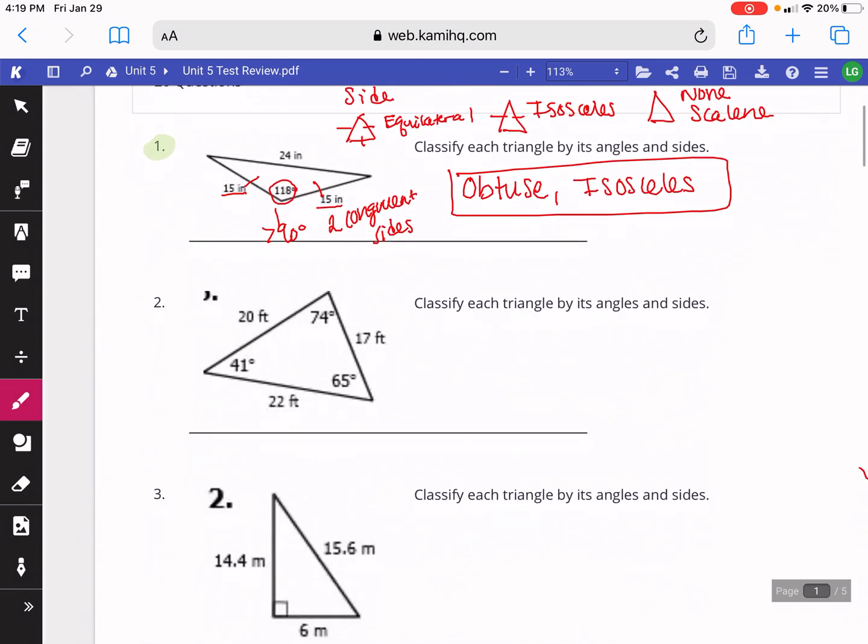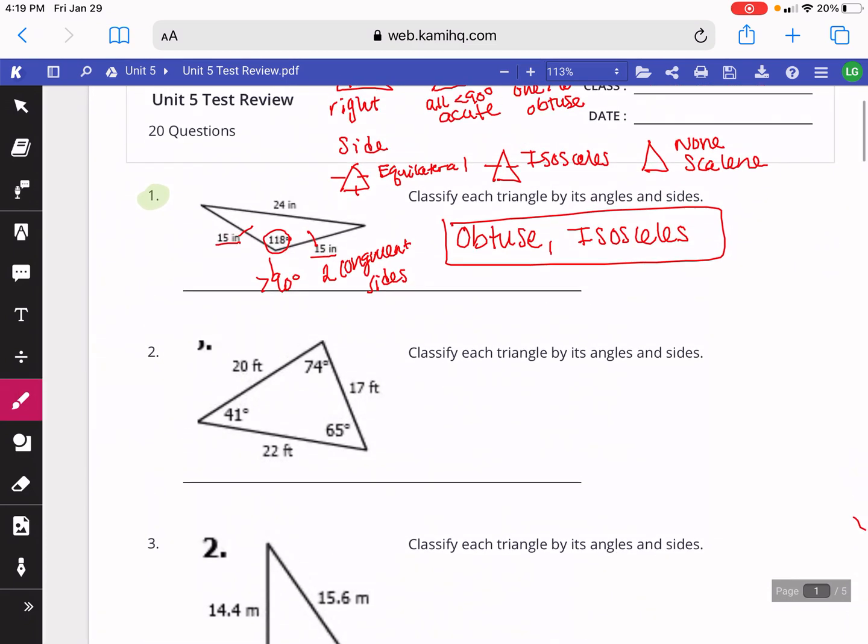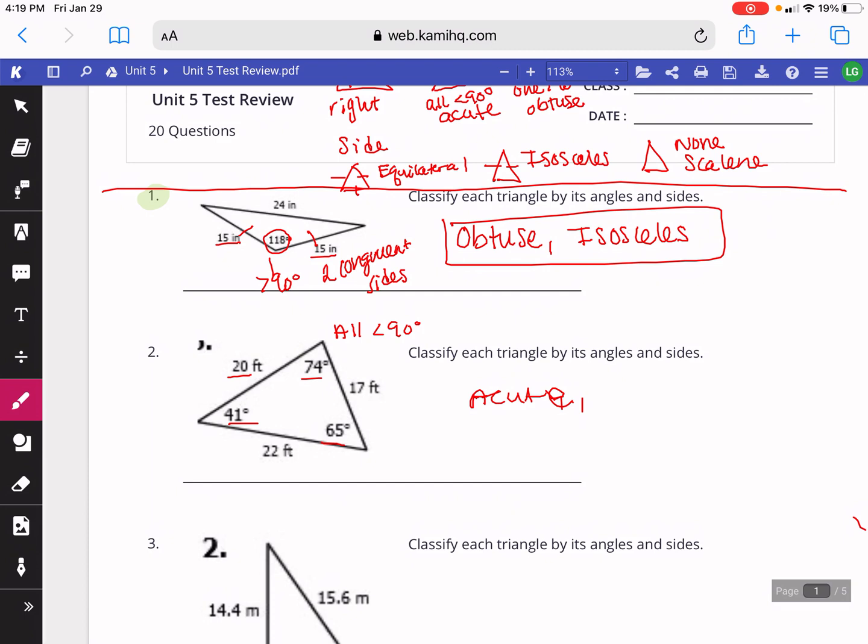If we look at our next image here, it says to also classify it. So I notice that all these angles are less than 90 degrees. So this is an acute triangle. And then I notice all the sides are different. So that makes this also a scalene triangle.